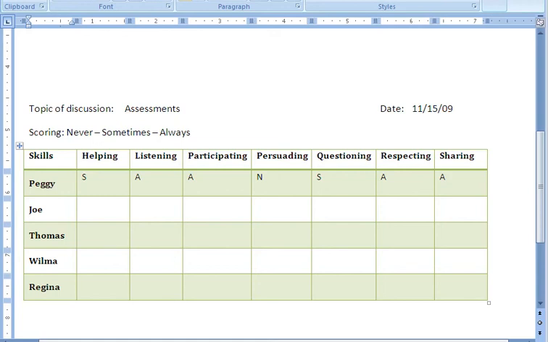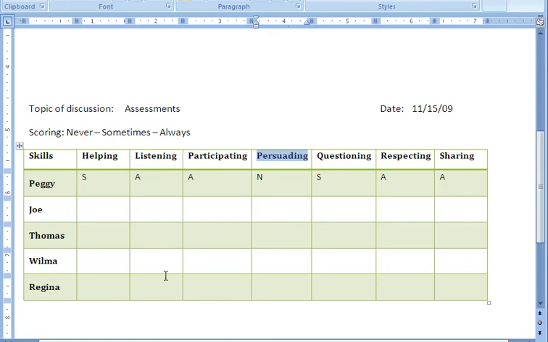Now, the advantage to letting students be involved in creating the assessment is that it teaches them the metacognitive skills of what helping is. What does that mean and what does it look like? What does persuading mean? Why would that be in here? I liken it to debating. It teaches them that type of metacognitive skills. It teaches them metacognitive skills of just evaluation in general.